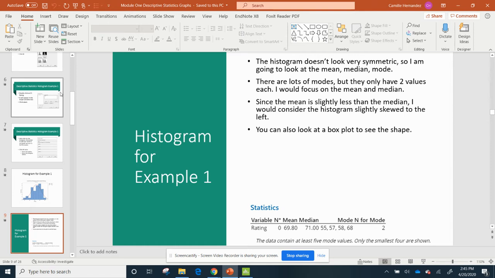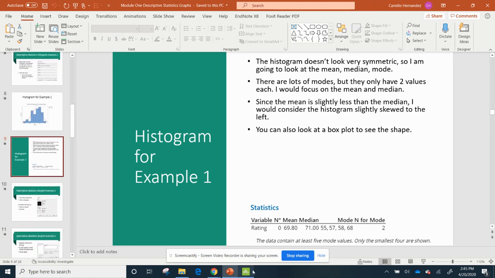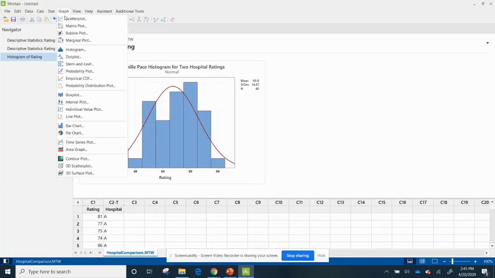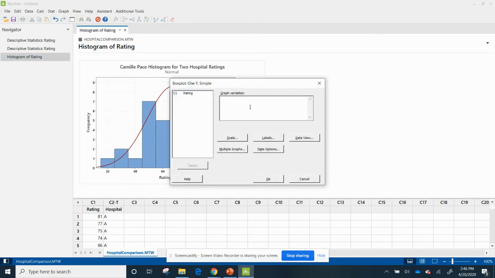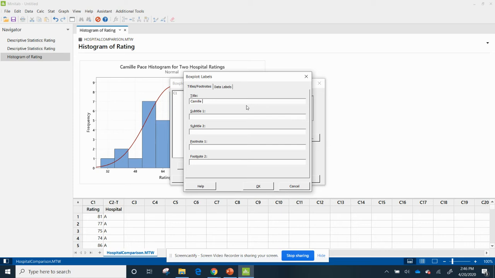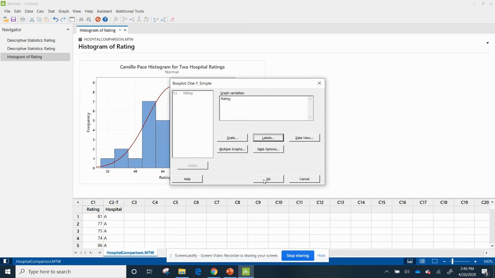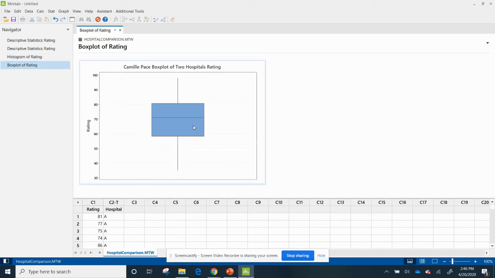But a better way for me to see this is something called a box plot. So I'm going to go to graph again, and I'm going to go down here to box plot. I'm going to do simple, I hit OK. I'm going to do rating again, and I'm going to label it again. Camille, put your name, don't put my name. And I'm going to do box plot of 2 hospital ratings, or 2 hospitals ratings. Okay, hit OK. And there I go, I have a box plot. And that looks pretty symmetric if you look at it.